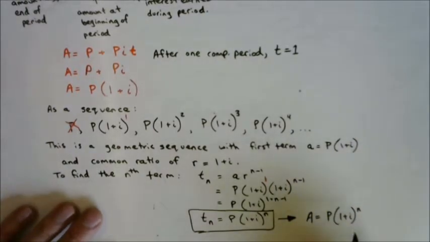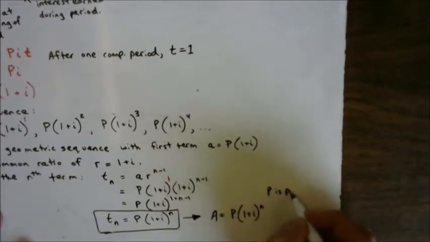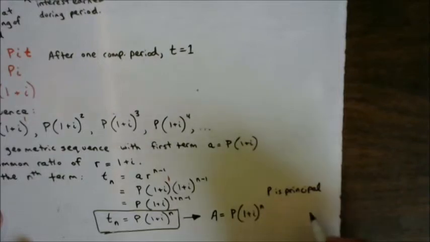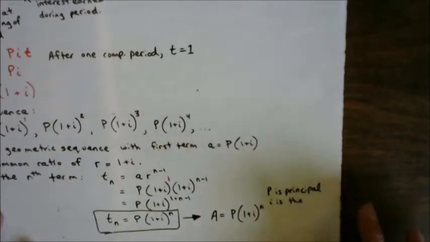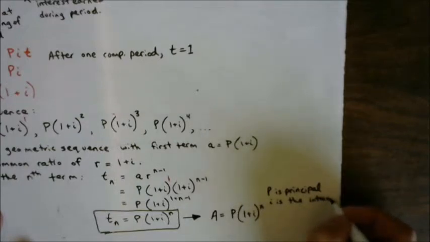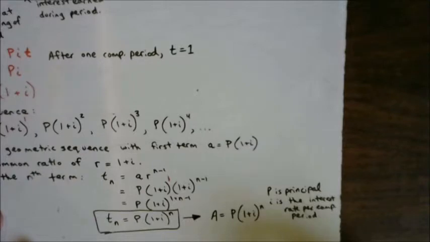And this is our main formula for the amount of a compound interest investment or loan, where P is principal, i is the interest rate per compound period, and n is the number of compounding periods.